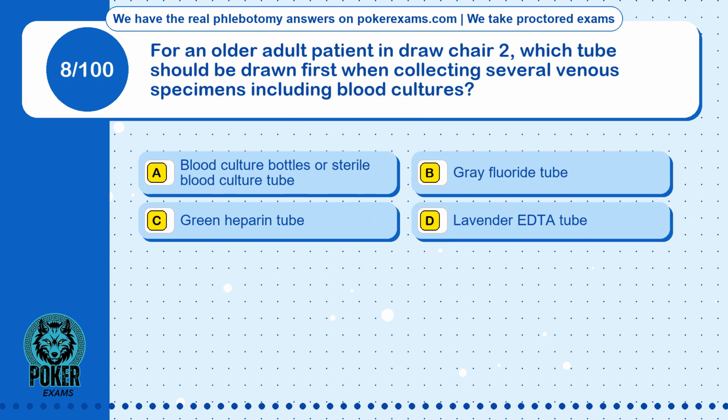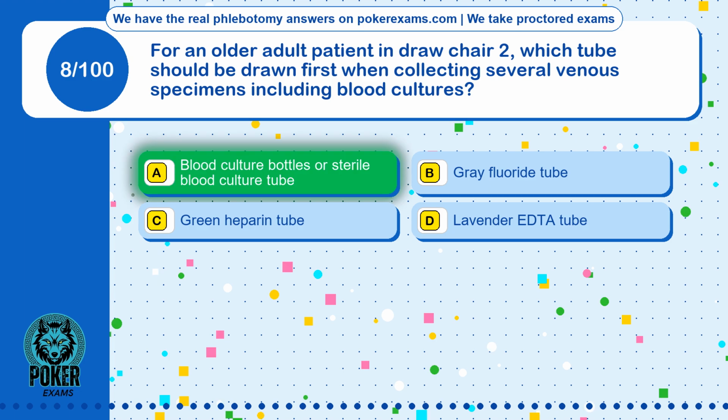Question 8. For an older adult patient in Draw Chair 2, which tube should be drawn first when collecting several venous specimens including blood cultures? Option A, blood culture bottles or sterile blood culture tube. Option B, gray fluoride tube. Option C, green heparin tube. Option D, lavender EDTA tube.